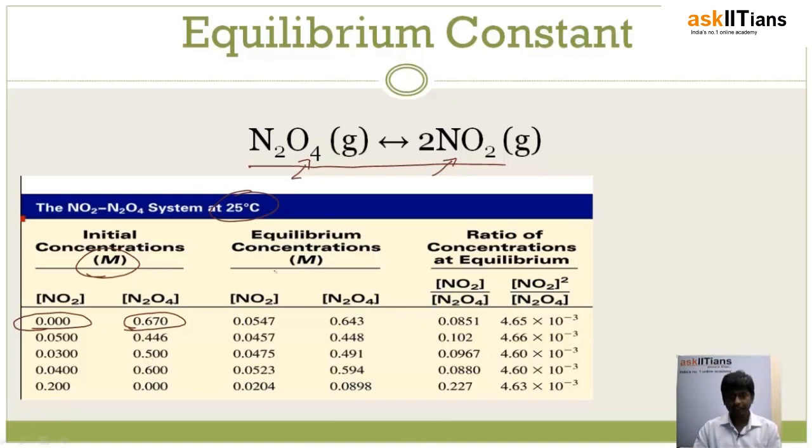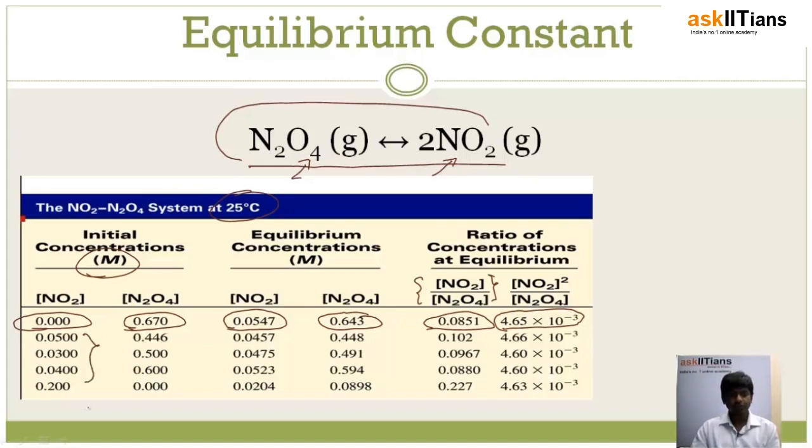Now after he performed the experiment, that means he allowed it to rearrange itself, the NO2 concentration which he got was 0.0547 moles, whereas N2O4 concentration remained at 0.643 moles. Now what he did, he divided these two concentrations just like that, without obeying law of mass action. So after that, by obeying law of mass action, he computed another value.